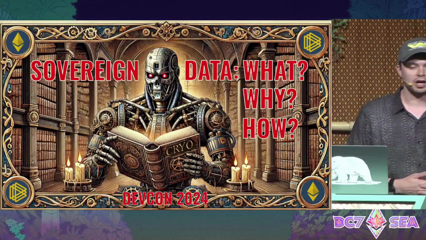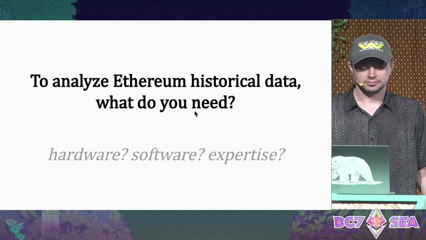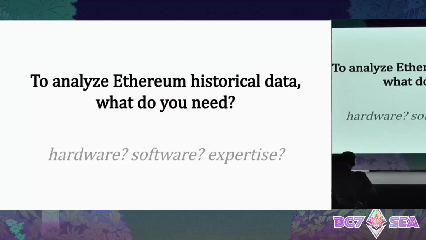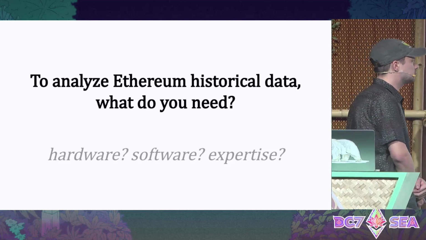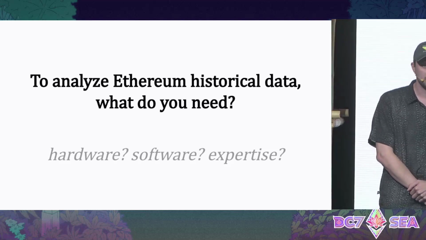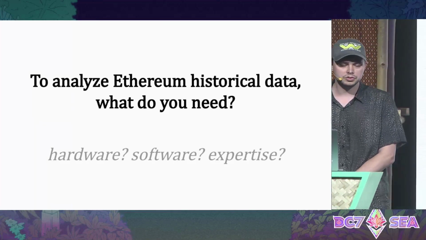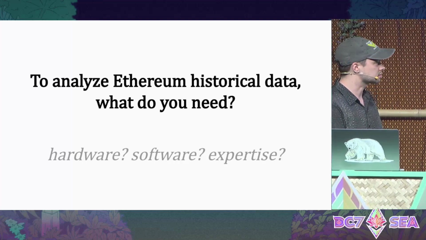Today I want to talk about sovereign data. And I want to start with a question. So let's say that you need to analyze Ethereum's history. What resources do you need to perform this analysis? And I don't just mean in a simple way. Let's say that you need to analyze every block or every transaction or every state diff. What resources do you need to analyze these things?